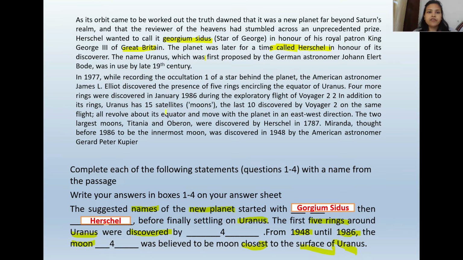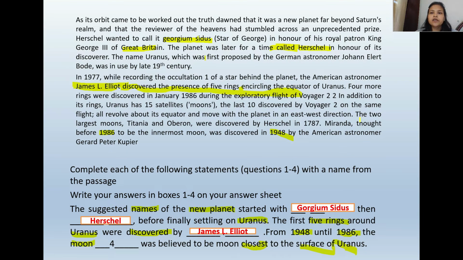The first five rings. In 1977, while recording the occultation of a star behind the planet, the American astronomer James L. Elliot discovered the presence of five rings. Who discovered the presence of five rings? This person, James L. Elliot. So from 1948, in the moon question, where is the data? 1986, 1948.